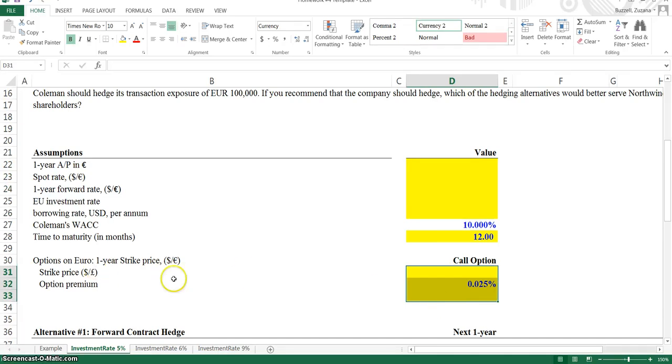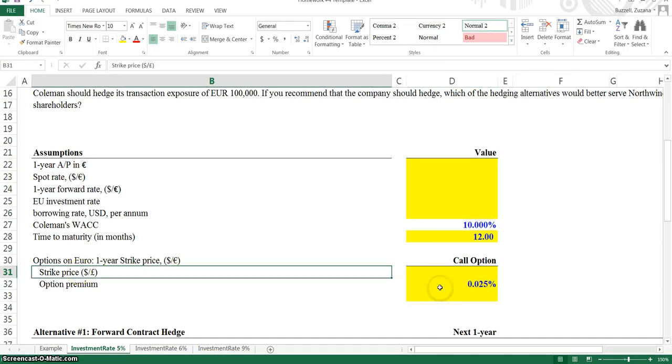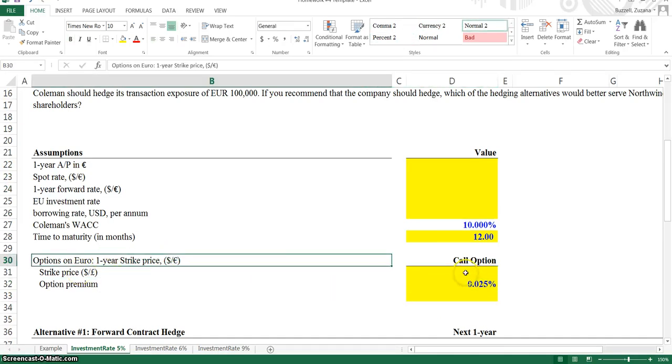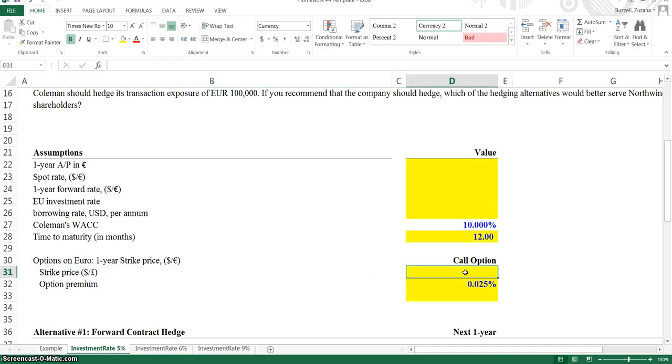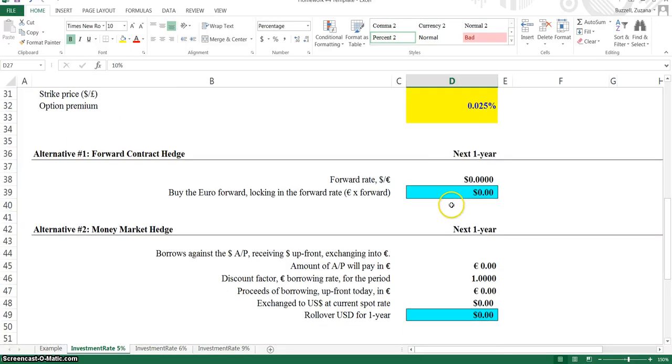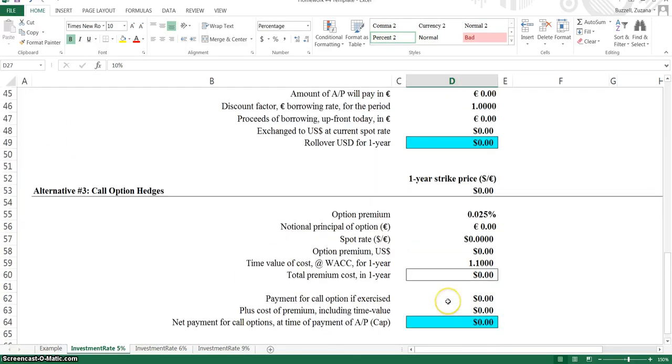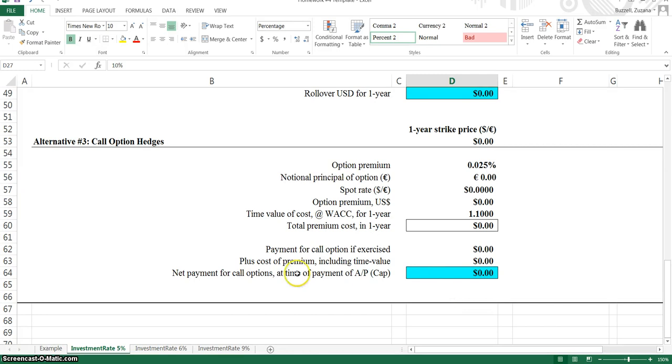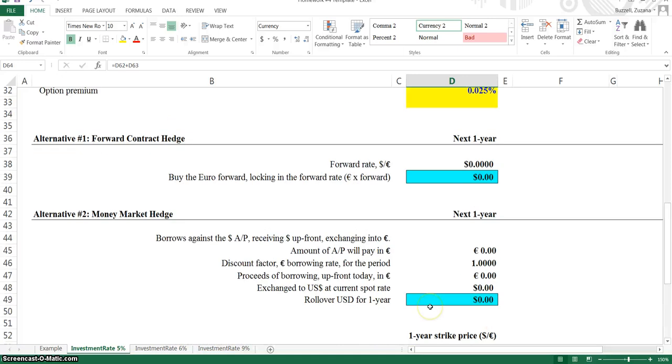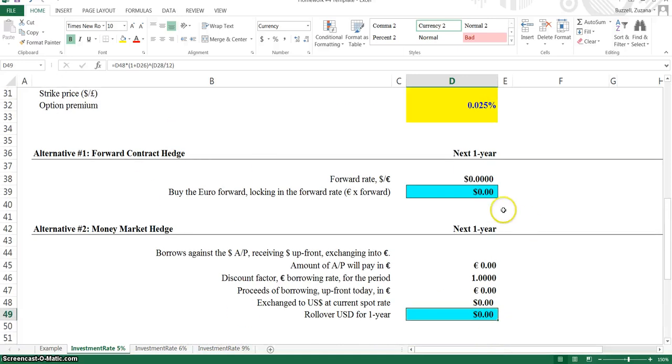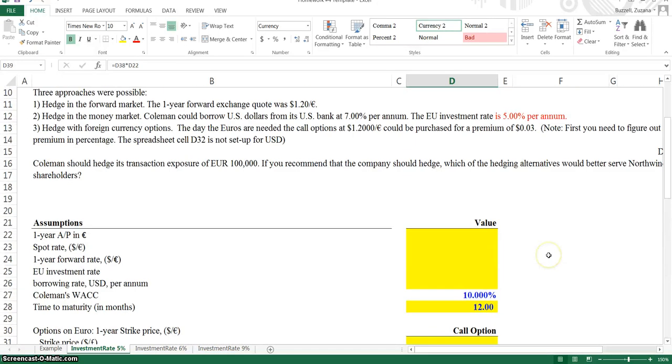So you have the strike price for the options. You have the options that you have to put in, options premium, and then you have obviously any assumptions that are given in the problem. The bottom part is all formulas, so your call option hedge result, the calculation will be in blue on the bottom. You will have money market hedge and you will have forward contract hedge.